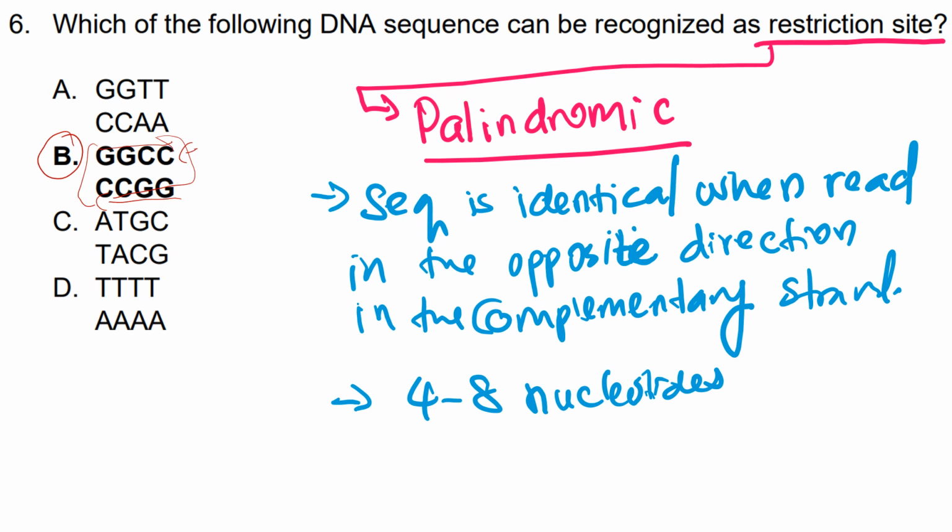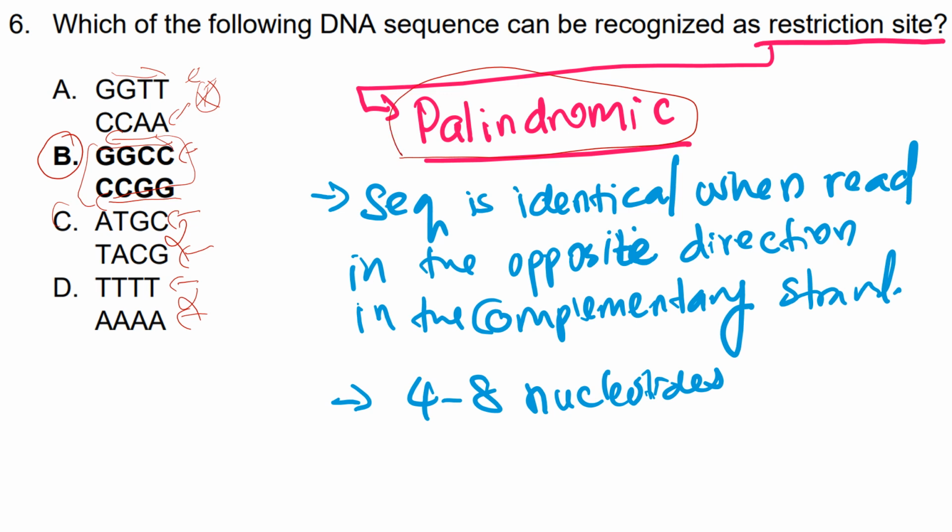If you look at the other answers, for example A, the top strand reads GGTT and the bottom strand reads AACC when read in the opposite direction. So they are not the same. They are not identical. So A is not the answer. The same goes for C and D. When you read the sequence, the top strand is not the same as the bottom strand. So that is how you recognize a restriction site, by recognizing that they are palindromic.